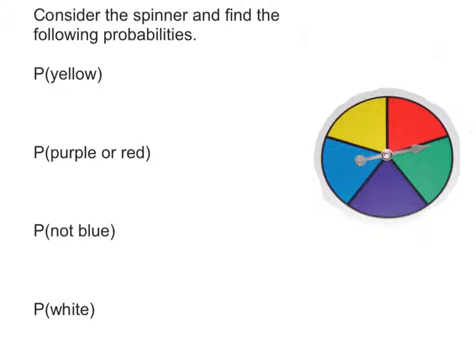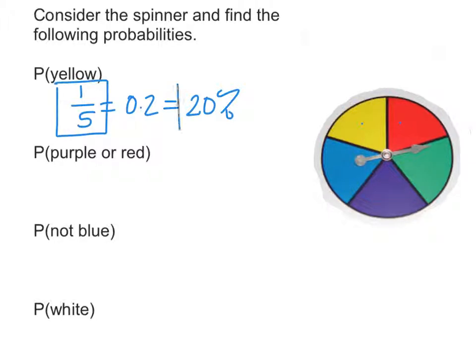All right, this one says, consider the spinner and find the following probabilities. So the probability of getting yellow. If you look at the spinner, there are 1, 2, 3, 4, 5 sections. So there are 5 possibilities, and they're all equal. They're all the same size. And only one of those sides is yellow. So the probability of getting a yellow is 1 out of 5. If you divide 1 by 5, you get 0.2, which is the same as 20%. So the probability of getting yellow is 1/5 or 20%.